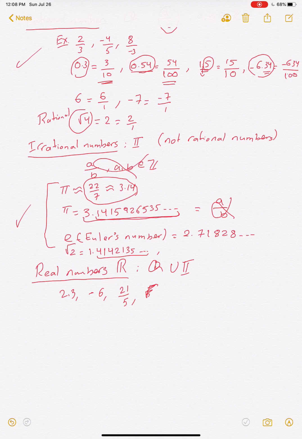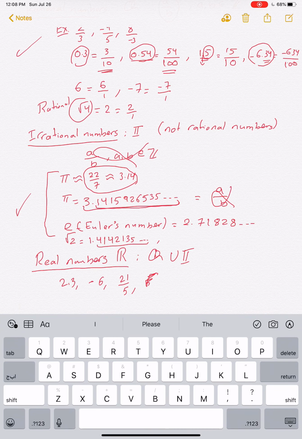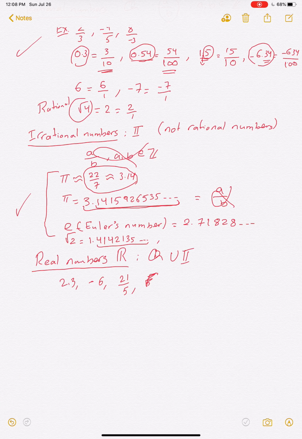But the square root of 2 is 1.41242135, and it continues. So we were not able to write it as A over B, so square root of 2 is considered to be an irrational number. So here, square root of 2 is a real number, and square root of 4 is a real number as well. Why? Because this one is irrational, and this one is rational. And we said that the set of real numbers is the union of rationals and irrationals.